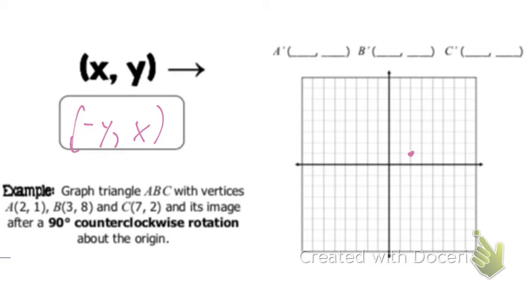So 2 comma 1 will be point A. B's at 3 comma 8. Yes, and C's at 7 comma 2.